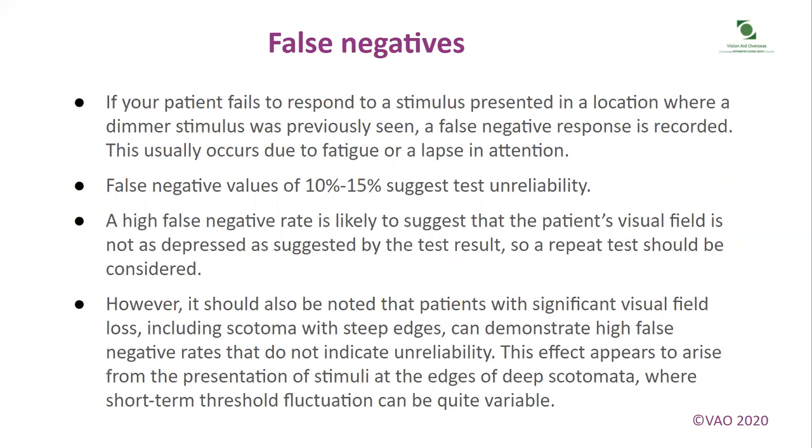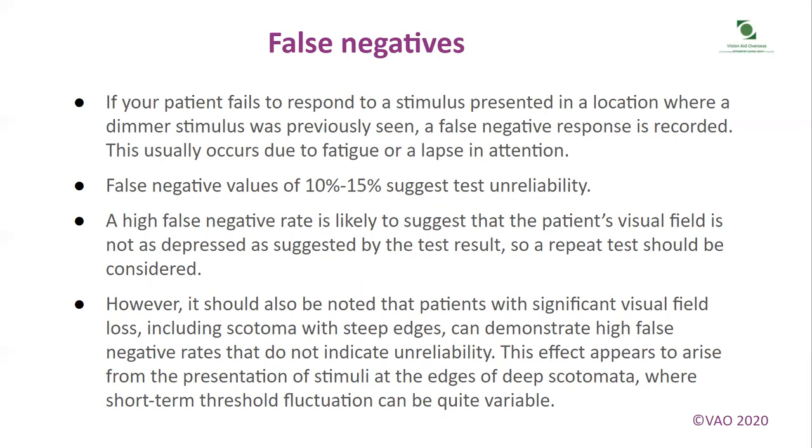False negatives. If your patient fails to respond to a stimulus presented in a location where a dimmer stimulus was previously seen, a false negative response is recorded. This usually occurs due to fatigue or a lapse in attention. False negative values of 10 to 15% suggest test unreliability. A high false negative rate is likely to suggest that the patient's visual field is not as depressed as suggested by the test result, so a repeat test should be considered.